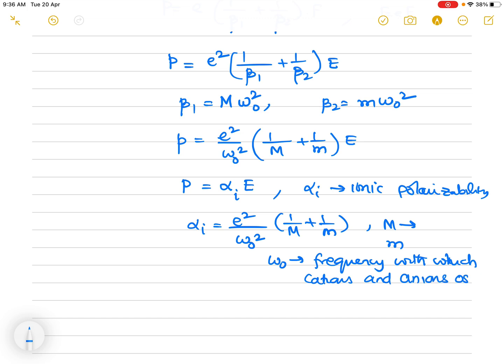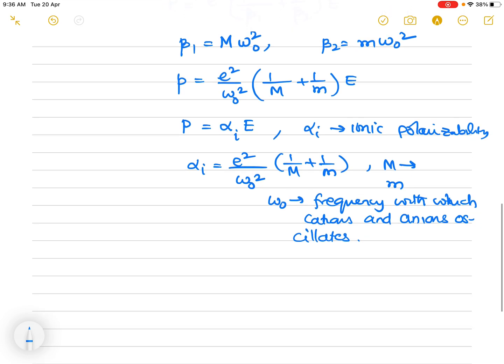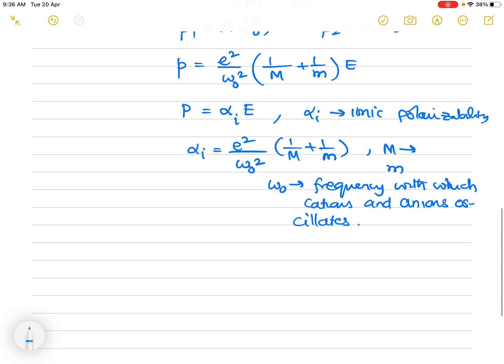And e is the charge of the ion. Now we look at orientational polarizability or dipolar polarizability.